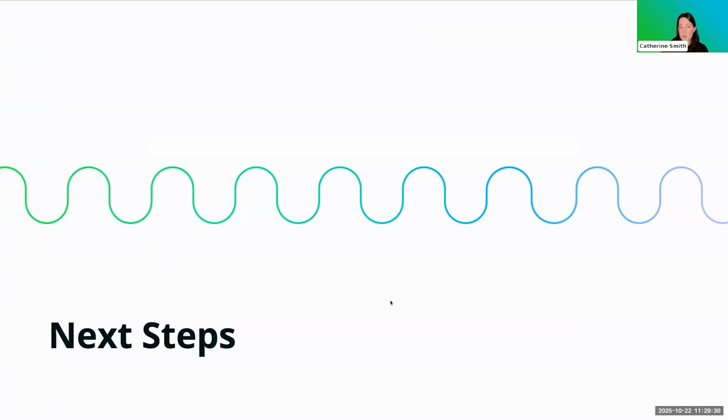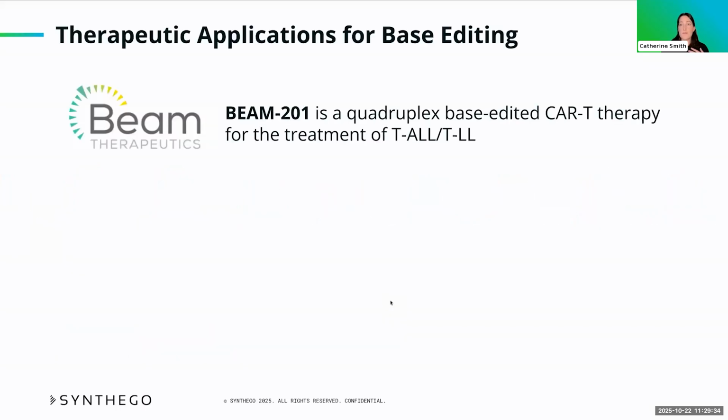I think the best demonstration of the maturity of base editing as a genome editing technology may be the number of base editing therapeutics that are currently in clinical trials. For example, BEAM-201 is the first base editing therapeutic to enter clinical trials. It began clinical trials in 2020, and it actually uses a multiplex knockout strategy for the production of a CAR T therapy.